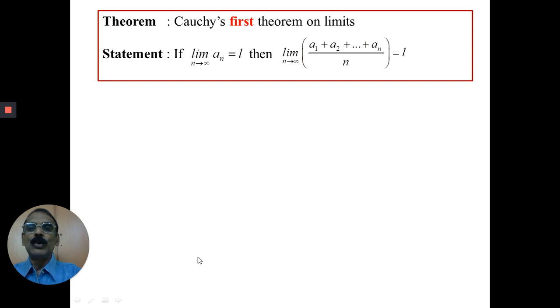We shall now prove Cauchy's first theorem on limits. What is the statement of Cauchy's first theorem? If limit of a_n as n tends to infinity is L, that is, the sequence a_n converges to L, then limit of (a1 plus a2 plus a3 and so on plus a_n) whole divided by n as n tends to infinity is also L. That is, the arithmetic mean of the first n terms of the sequence also converges to L.